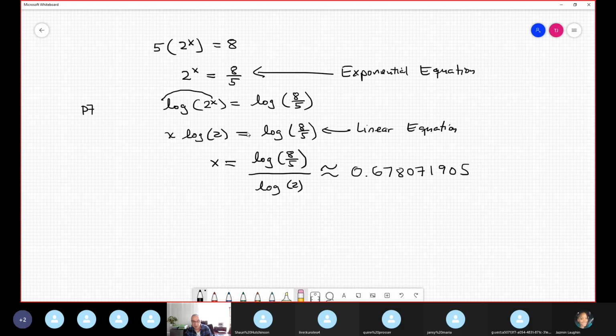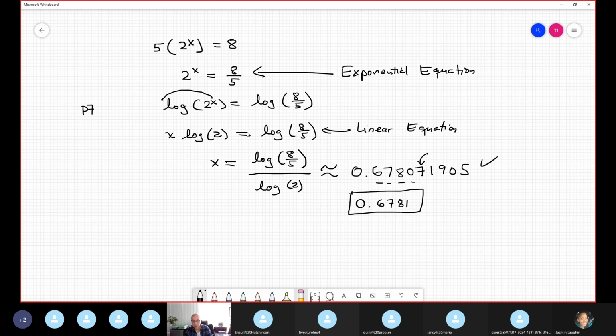0.678071905. And the test, I want 4 decimal place, round. So 1, 2, 3, 4. The next digit is 7. 7 is bigger than 5. Now you increase it. So the answer is 0.6781. This answer is perfect.